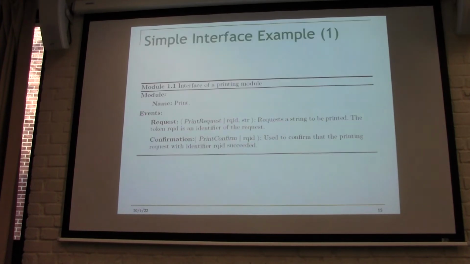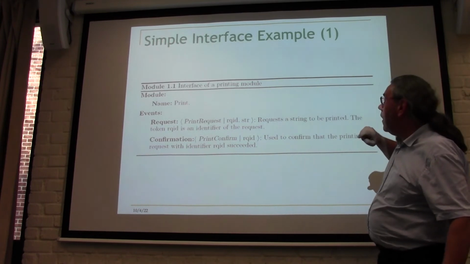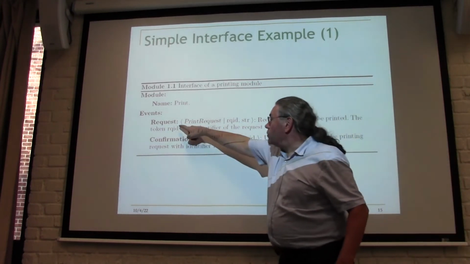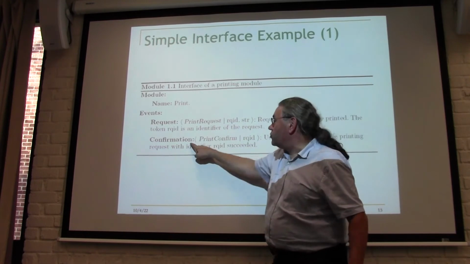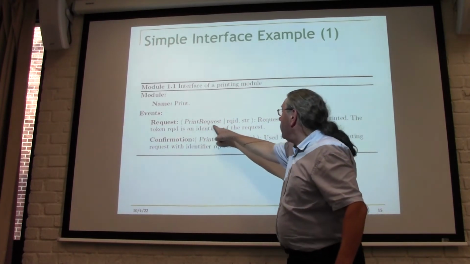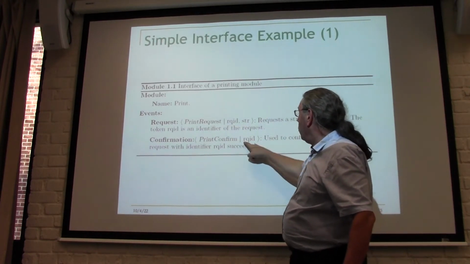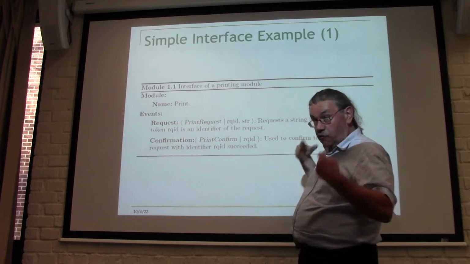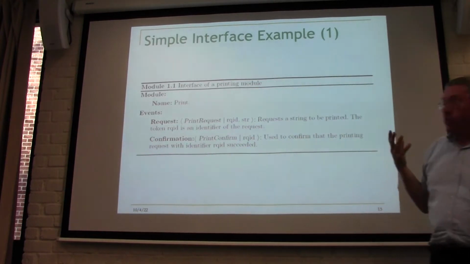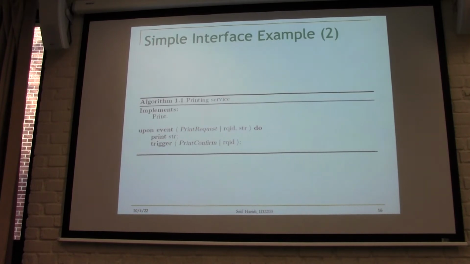Interface is the easiest thing. This actually comes from the book. Here's a very simple interface, a print module. There is one request and a confirmation. Confirmation is always going up, and the request is going down. I print request, with a request ID and a string. Print confirm, this ID has been confirmed as printed. Very simple. And here would be the implementation.